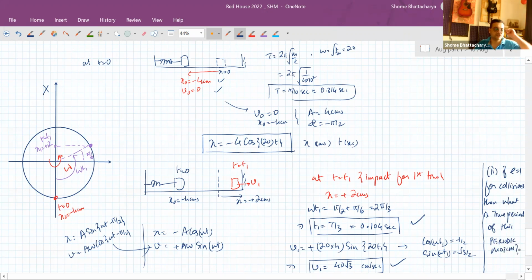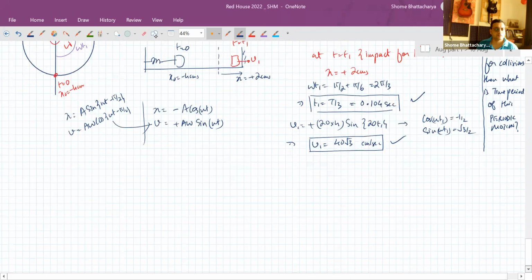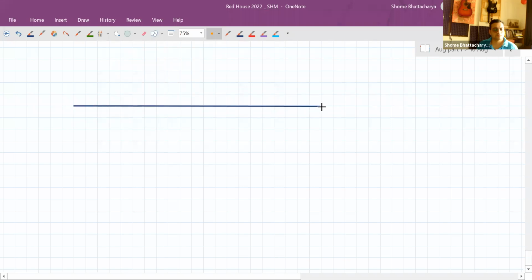How will the motion look like after the impact? Just after impact, its velocity will be minus v1. Not 2 times capital T beta, because it doesn't complete that cycle. So Aman, you have to be just a little bit careful in answering this last part.